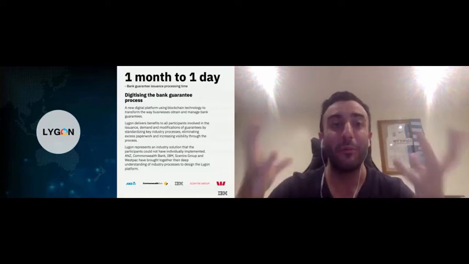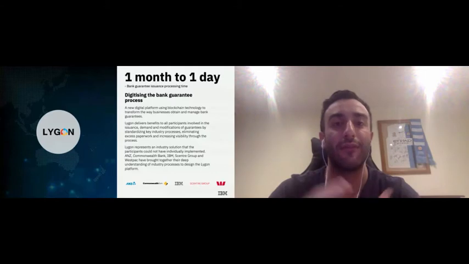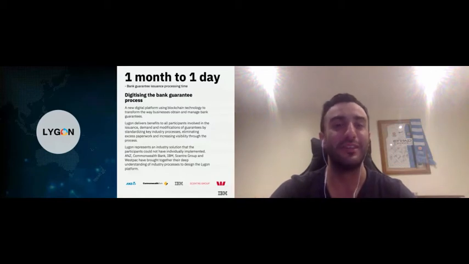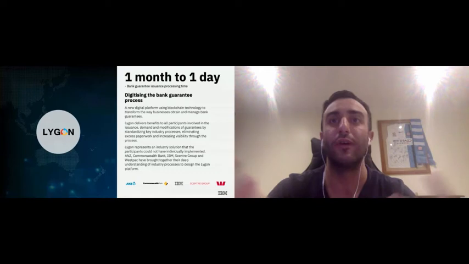Now, for me, when I was hearing about this a couple of years back, I was absolutely perplexed as to how that ever would have existed, how we still have paper that is a fundamental financial instrument that is not digitized at all. But, you know, there we were, and here we are today, a fully digitized process.